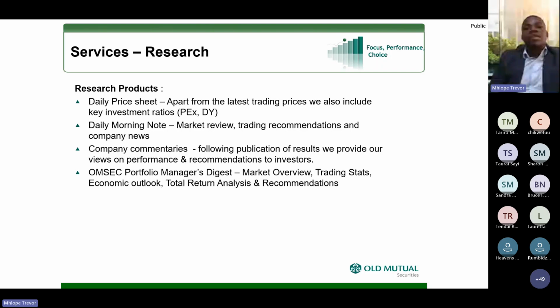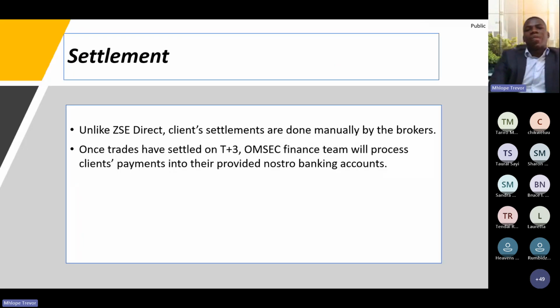That is what our company commentaries are about. At the end of each quarter, we have what we call the portfolio manager stages. This one covers the economy, the statistics of each and every counter, and then the sector analysis and the outlook as well. So this is really our research. And I know that each and every broker has a report that they do, maybe monthly or quarterly, that covers these issues.